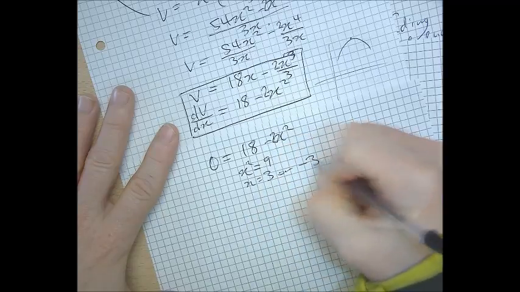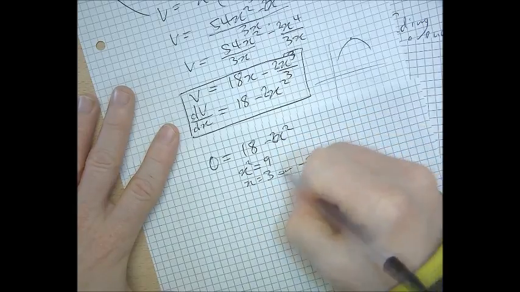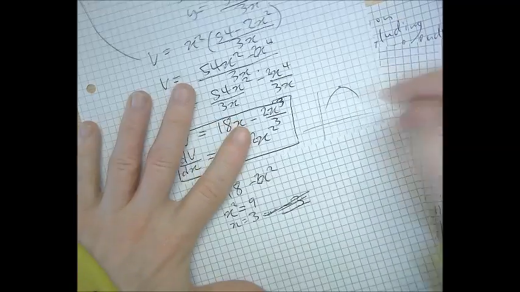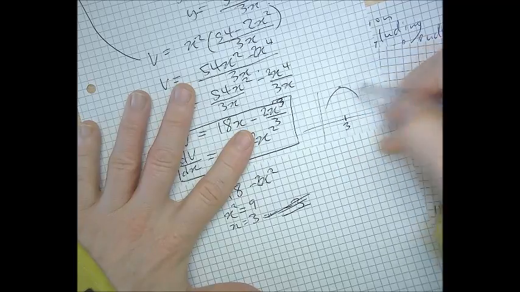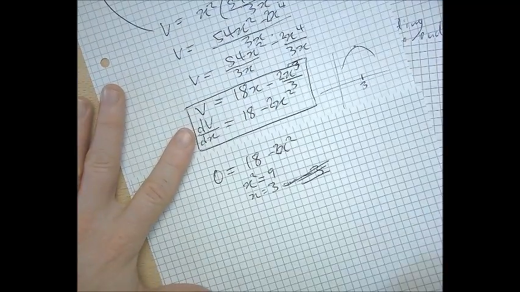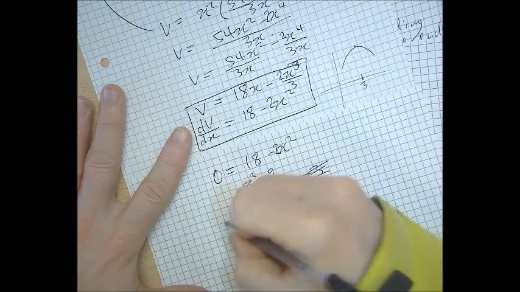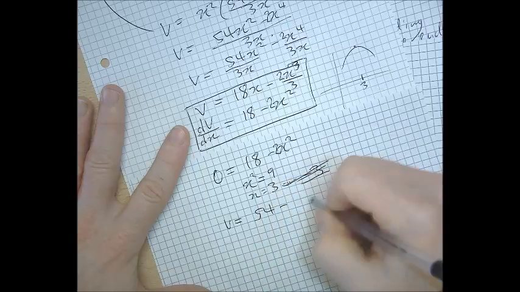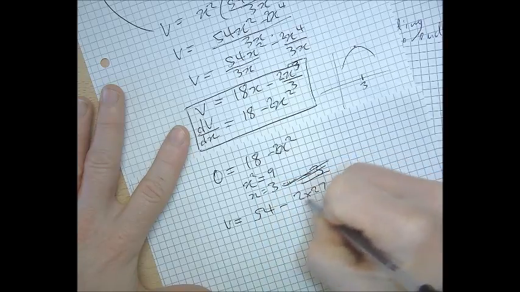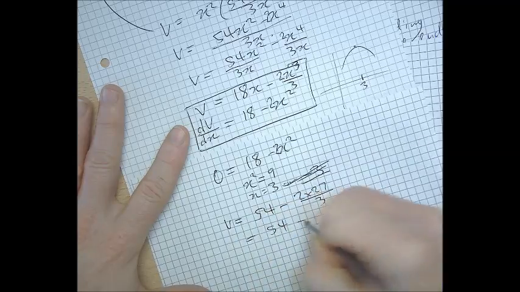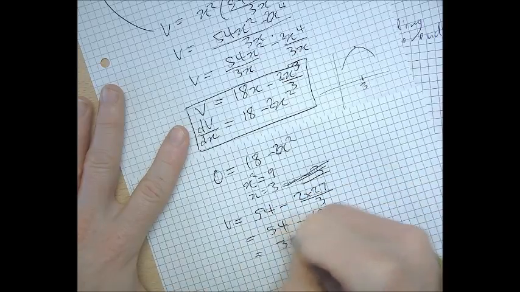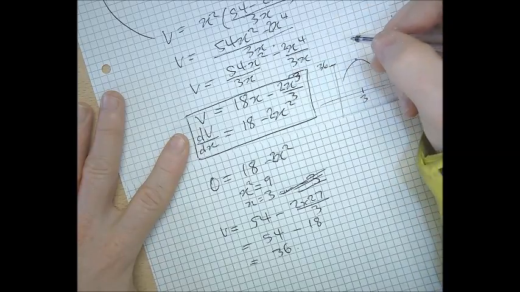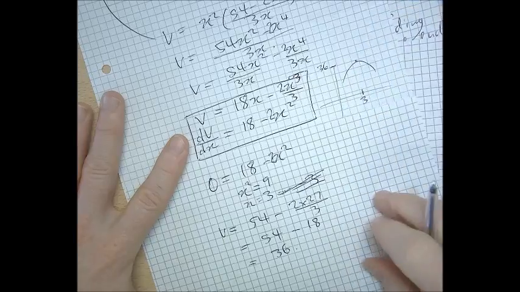So x equals 3 or negative 3, so we're going to cut the negative 3 because you can't have a negative length. Okay, that tells me that it's a 3 underneath where it's the highest, but now we have to do the proof. Oh, I can actually now find out how high it is when it's at its highest. Put a 3 back in there, so that's 54 minus 2 times 27 over 3, which is 54 minus 18, which is 36. Okay, so the highest volume it gets is 36, and it gets it when x equals 3.